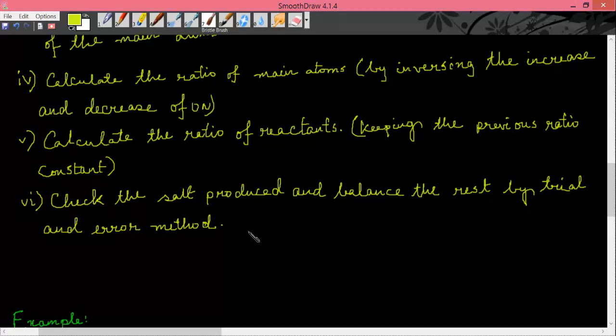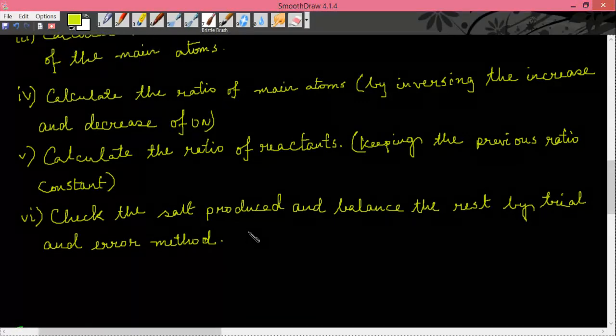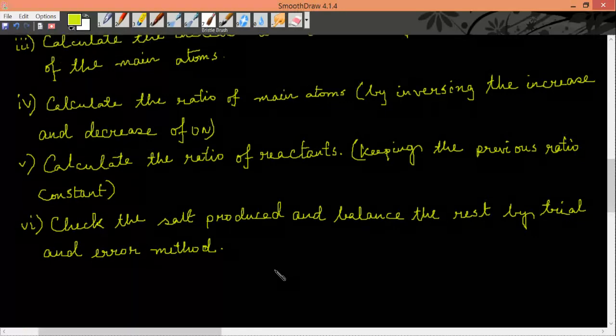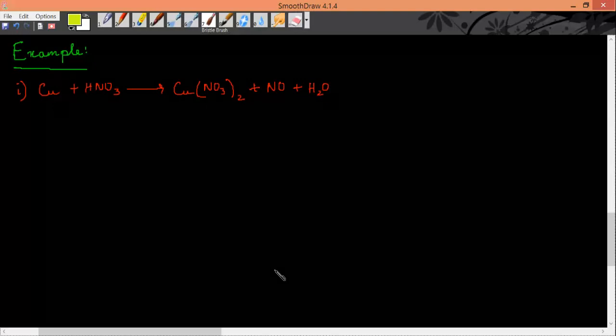Then we have to find the salt produced. Before that, we have to find the ratio of the reactants, which can be found according to the ratio found for the main atoms. Just keep the ratio the same, find the ratio of the reactants and check the salt produced, then balance the rest of the reaction by the trial and error method. Just go through a few examples and the rules will be clear to you.